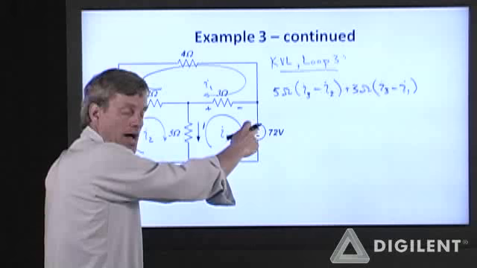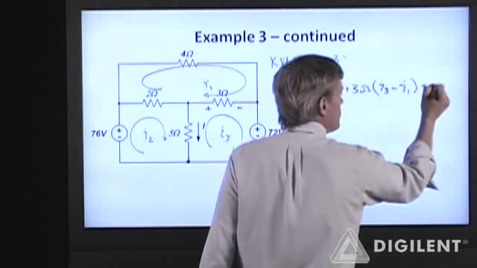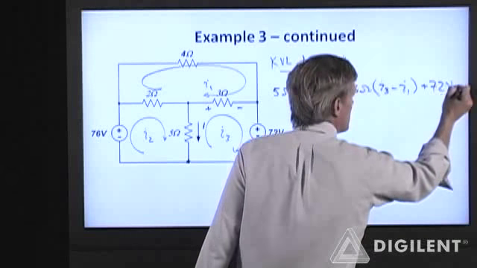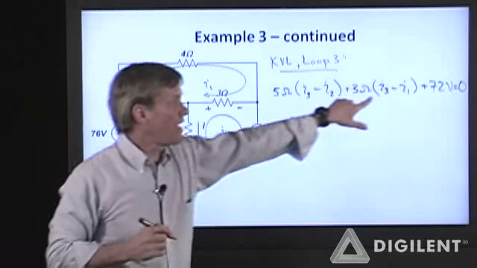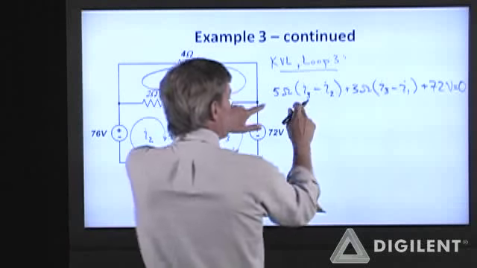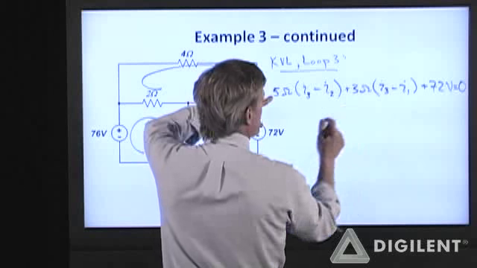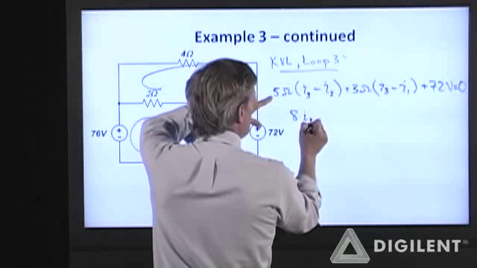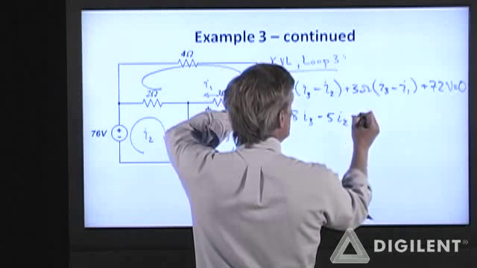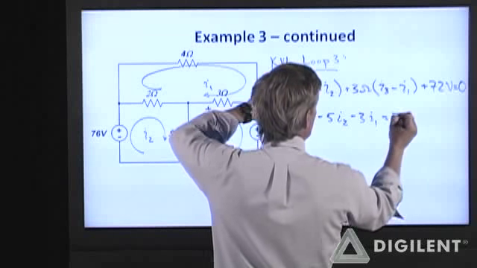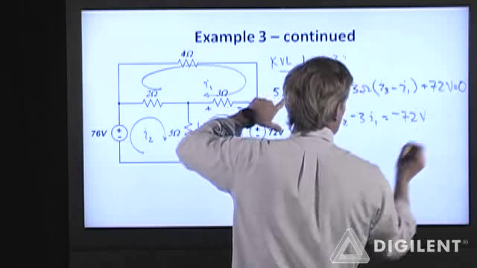I then hit the positive terminal of this 72 volt voltage source, and I'm back to my starting point, so that sums to 0. So I end up with 5 plus 3 is 8 times I3 minus 5 times I2 minus 3 times I1 is equal to minus 72 volts.